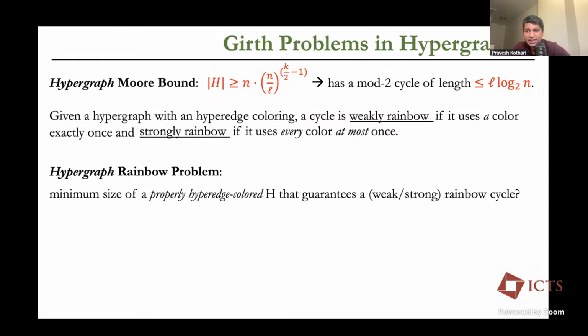And now we can ask the same question: what is the minimum size of a properly hyperedge-colored H that guarantees a weak or strong rainbow cycle?